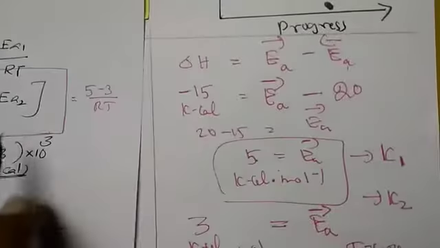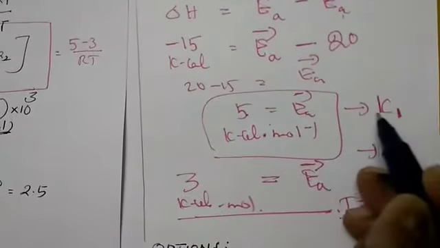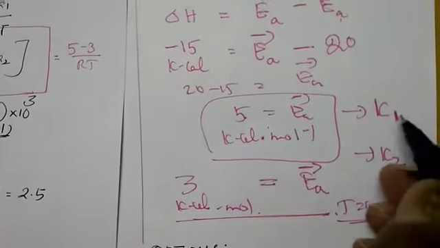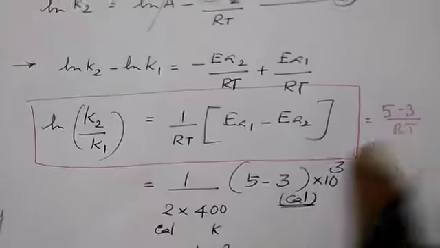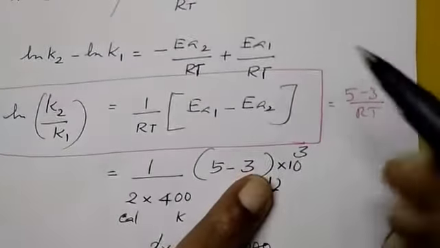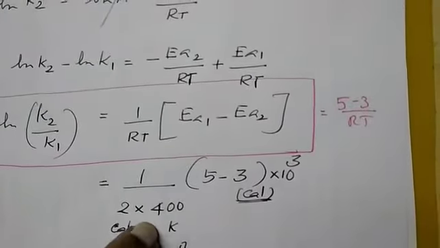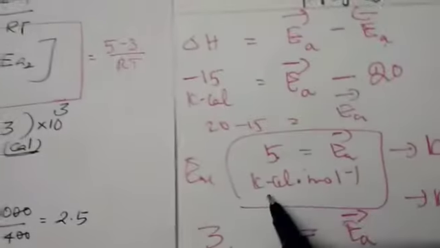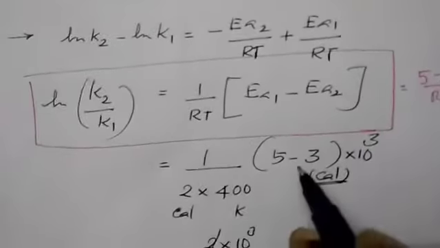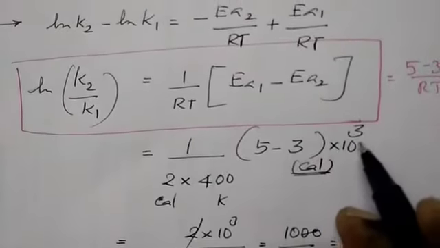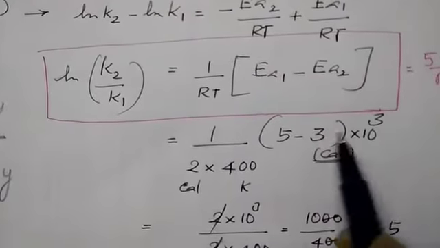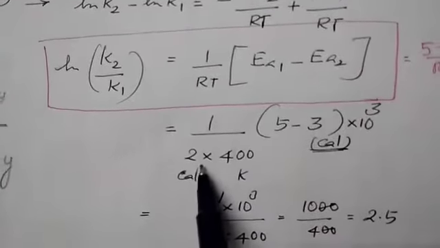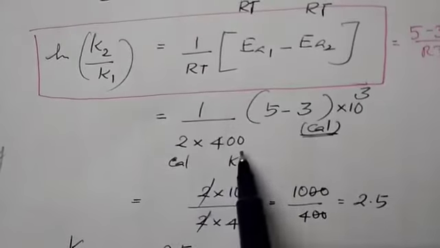Now here it is written. Ea1 corresponds to K1, so Ea1 is equal to 5. The next one is 3. So 5 minus 3 is written here. Since the values here are in kilocalories, the kilocalories are converted into calories by multiplying by 10 power 3. Now the denominator is R and T. So 5 minus 3 is 2 into 10 power 3. In the denominator, 2 calories into temperature, which is 400.